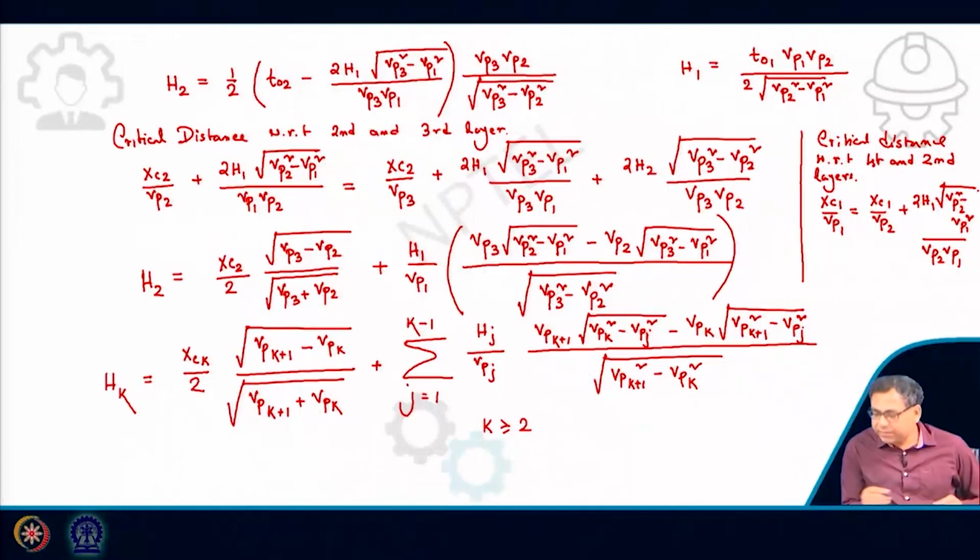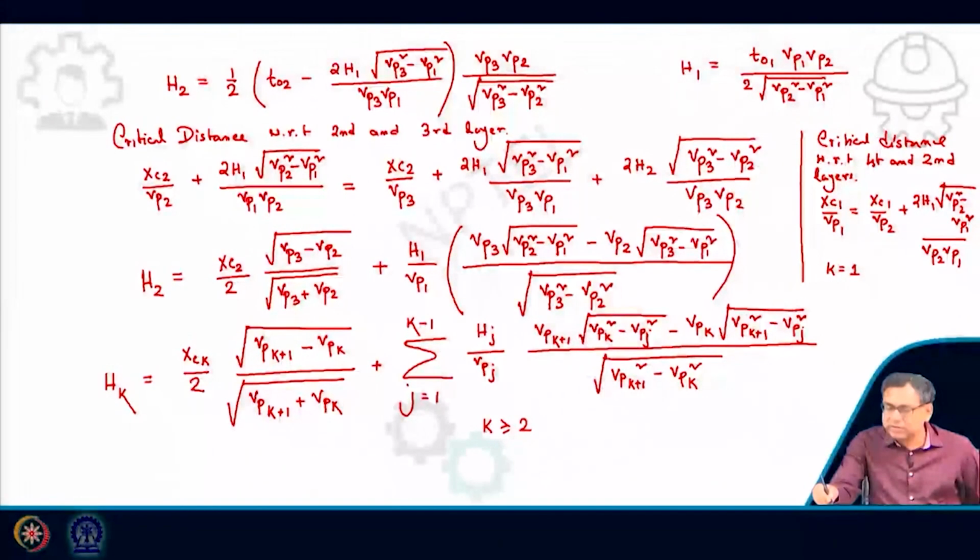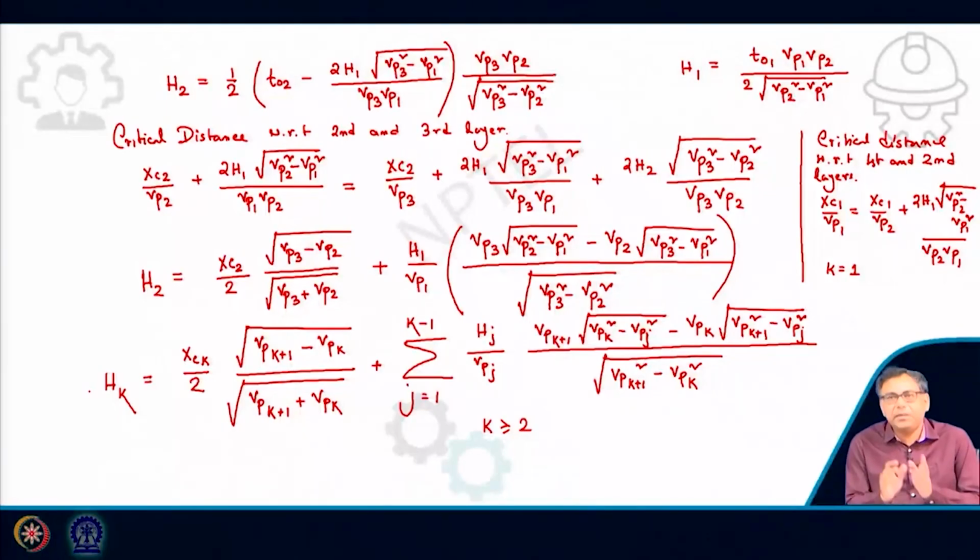So if your k is equal to 1, the first layer, then you have to use this expression to determine H1. But for k greater than or equal to 2, you can use the general expression that I have given. Clear? Vp1, Vp2, Vp3, Vp4 you can get from the chart that I have discussed already.